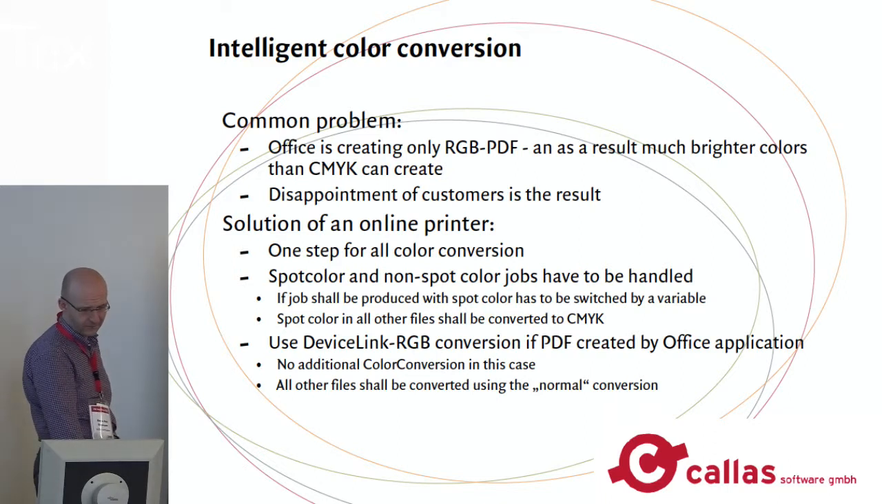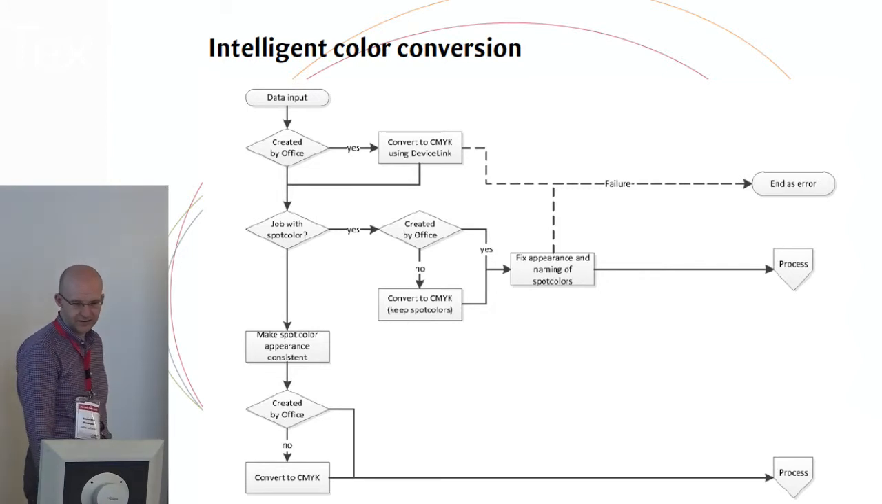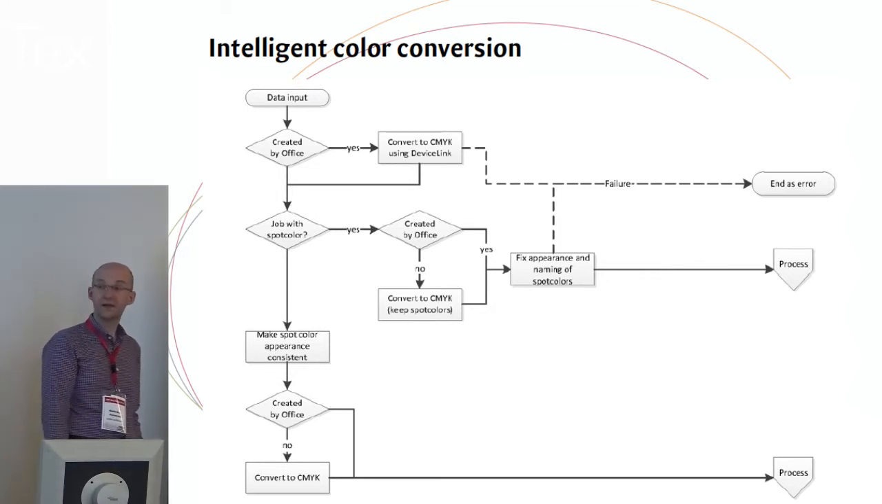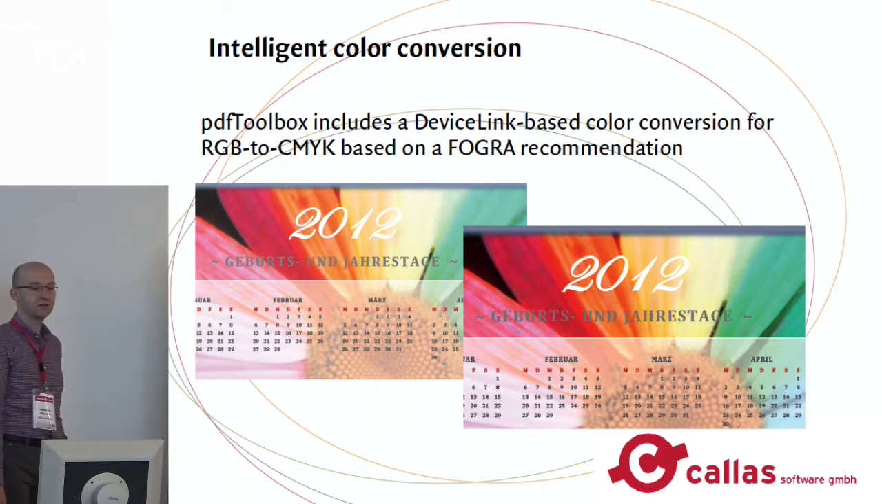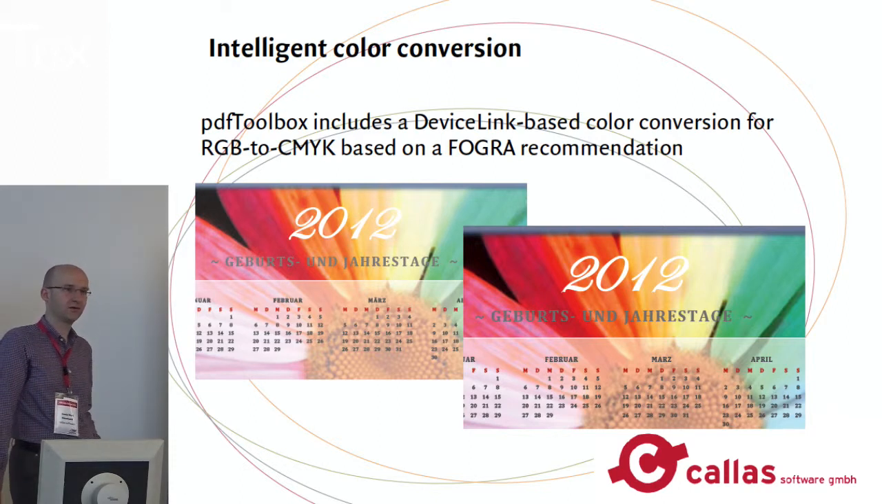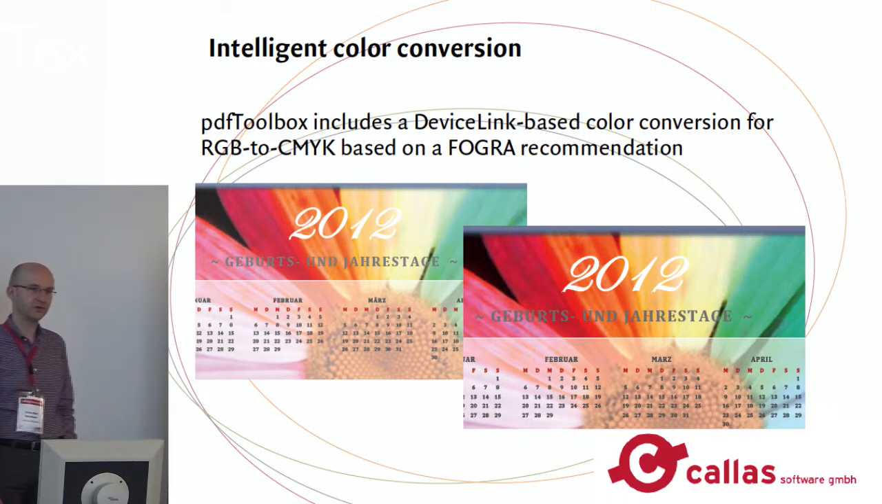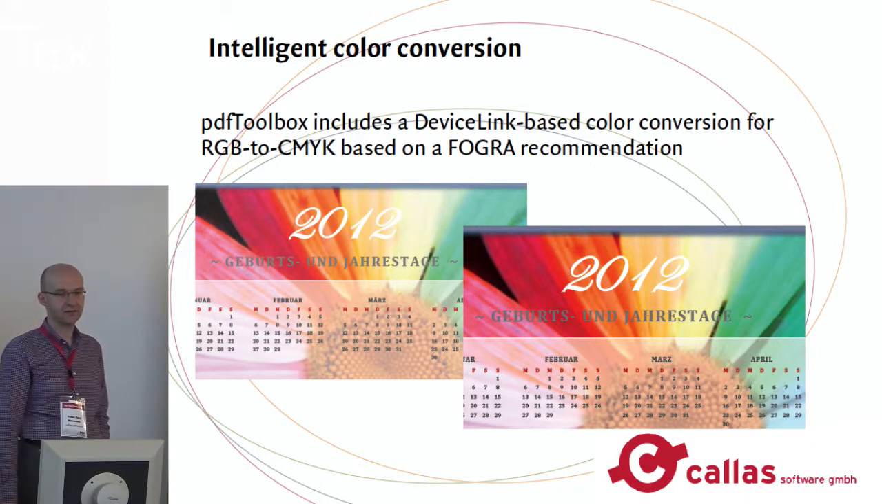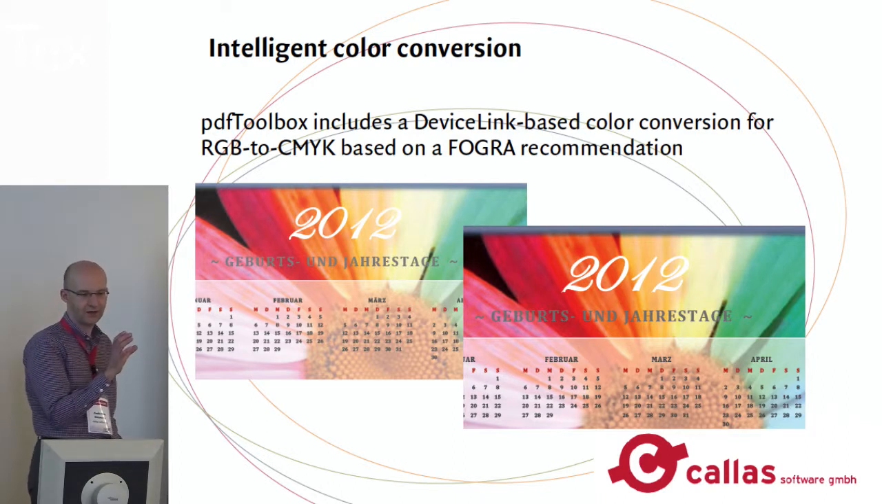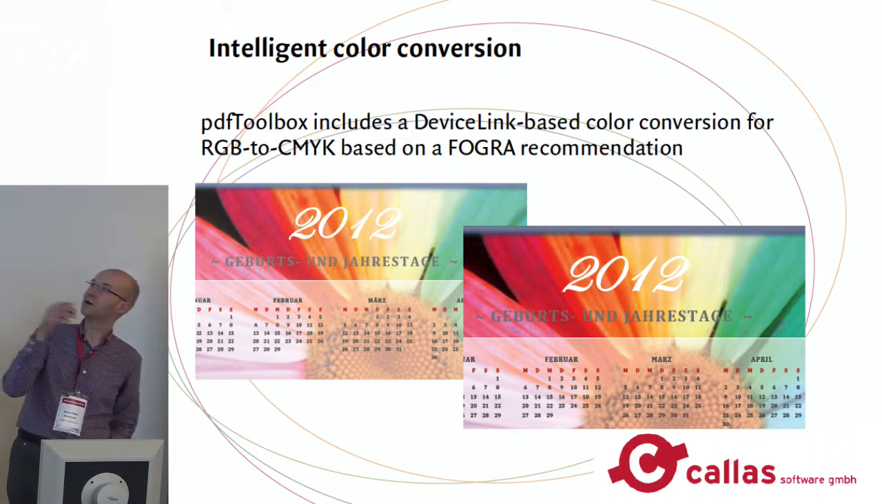So what we added here is just grab it. We made some kind of analysis that Office files shall be converted separately to CMYK. And this is done using a device link profile, which is included in our products, which is based on a FOGRA recommendation. German or Central European users will know the FOGRA as the Forschungsgemeinschaft Grafisches Gewerbe or Grafische Industrie, which is a well-reputed German institute for printing technology, who built a special device link-based color conversion, which is especially optimized for RGB from Office to CMYK.